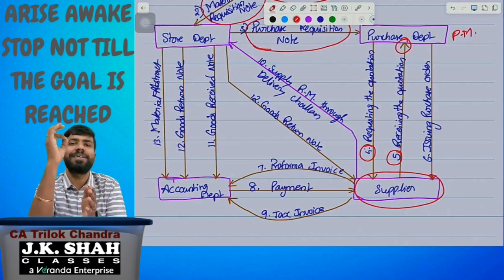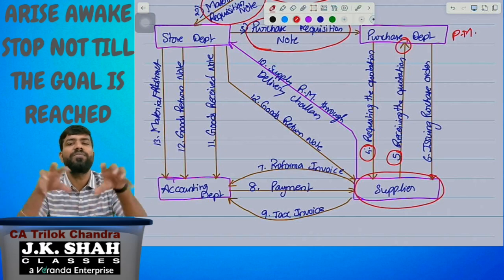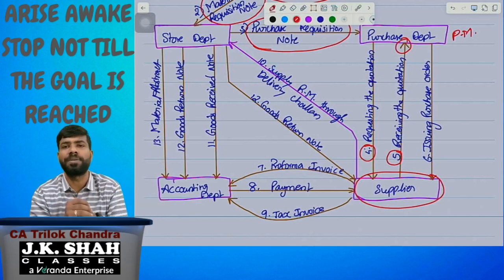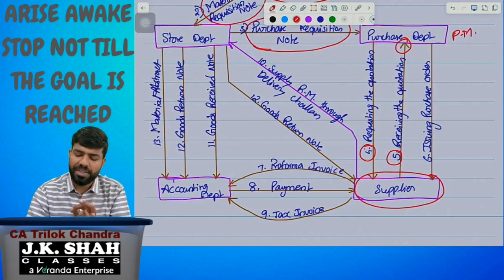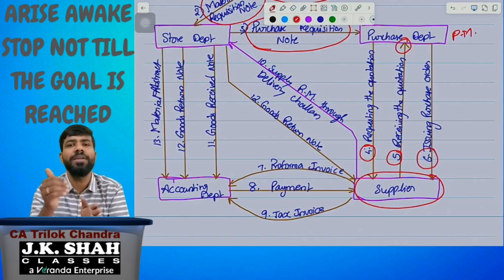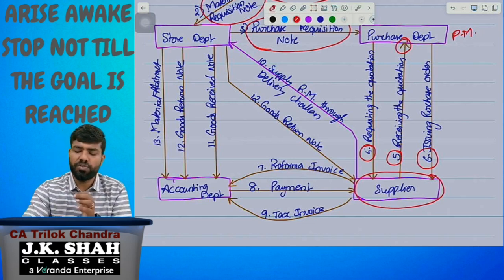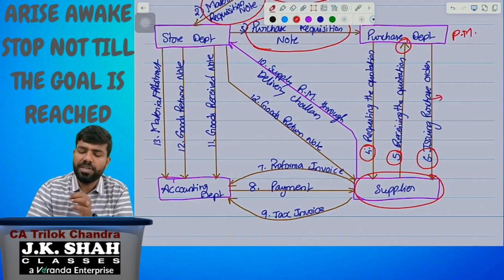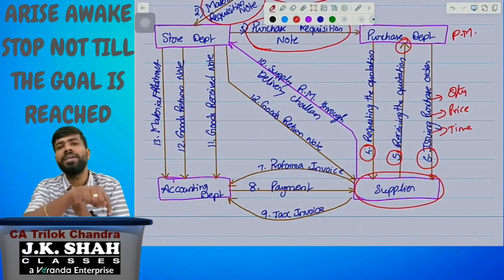Once he fixes the supplier, let me take an example. He received quotations from 10 suppliers. Out of the 10 suppliers, he is going to select one supplier. To such supplier, he is going to issue an official document called the purchase order. In that purchase order, he is going to specify what quantity is required, at what price he needs to supply, and within what time he needs to supply the raw material.